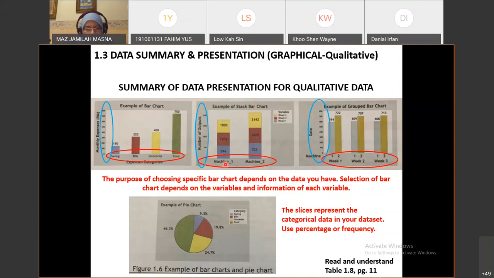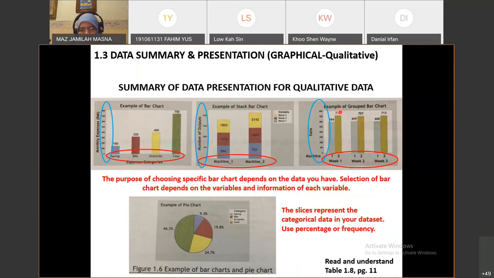So in this case, you have categorical, you have machine one, you have machine two, and you have a different number of outputs for each machine. And this refers to different weeks. So this is week one, week two, and week three. And that represents machine one and machine two. So you can imagine the tabular form for this data is more complex compared to this particular data.